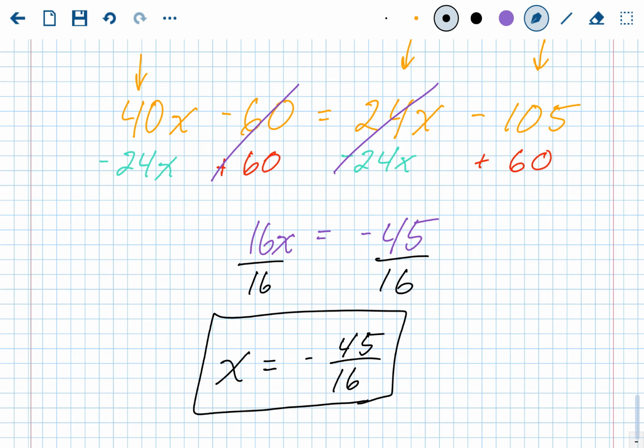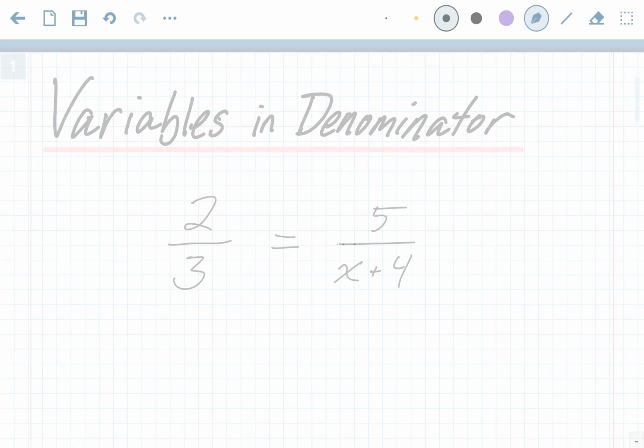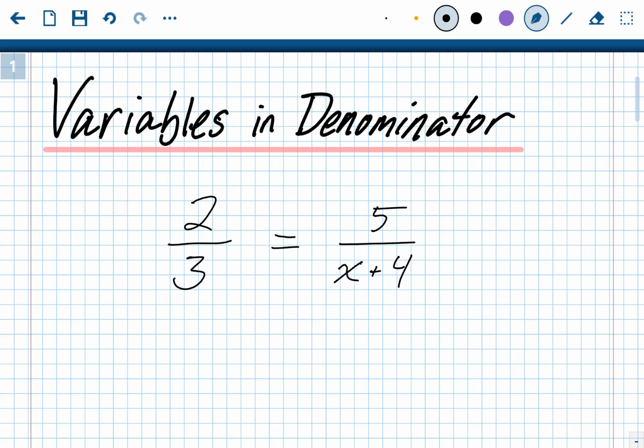That's getting rid of fractional coefficients and fractional constants. The last scenario we're going to talk about also deals with fractions, but this time it's what happens when your variable is in the denominator of a fraction.